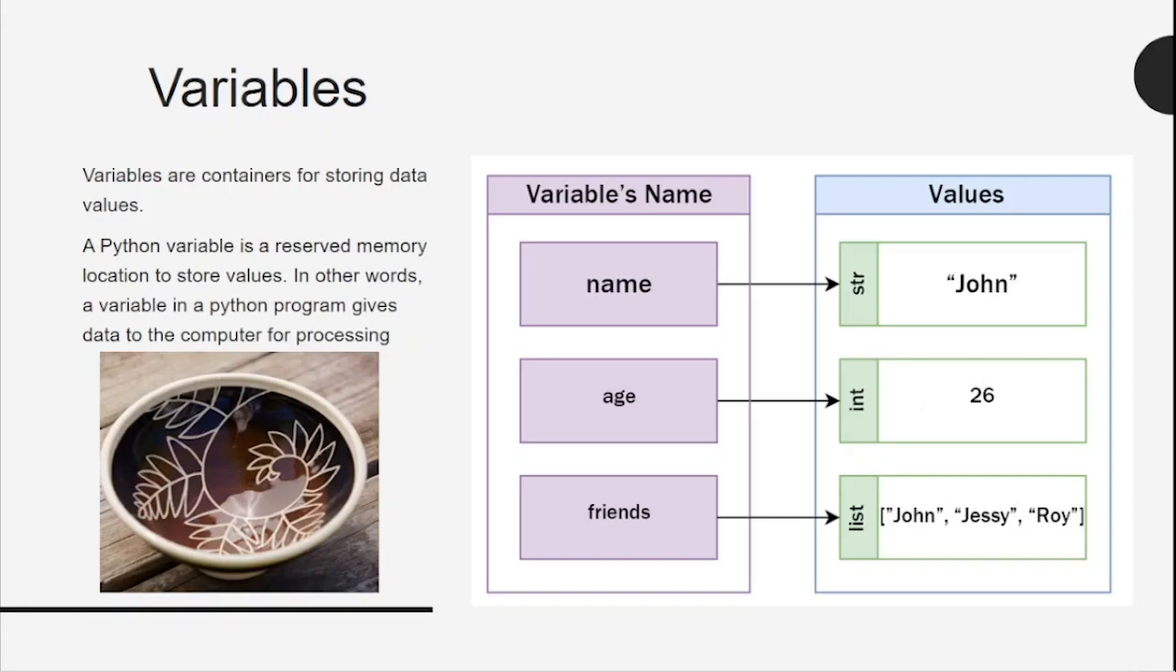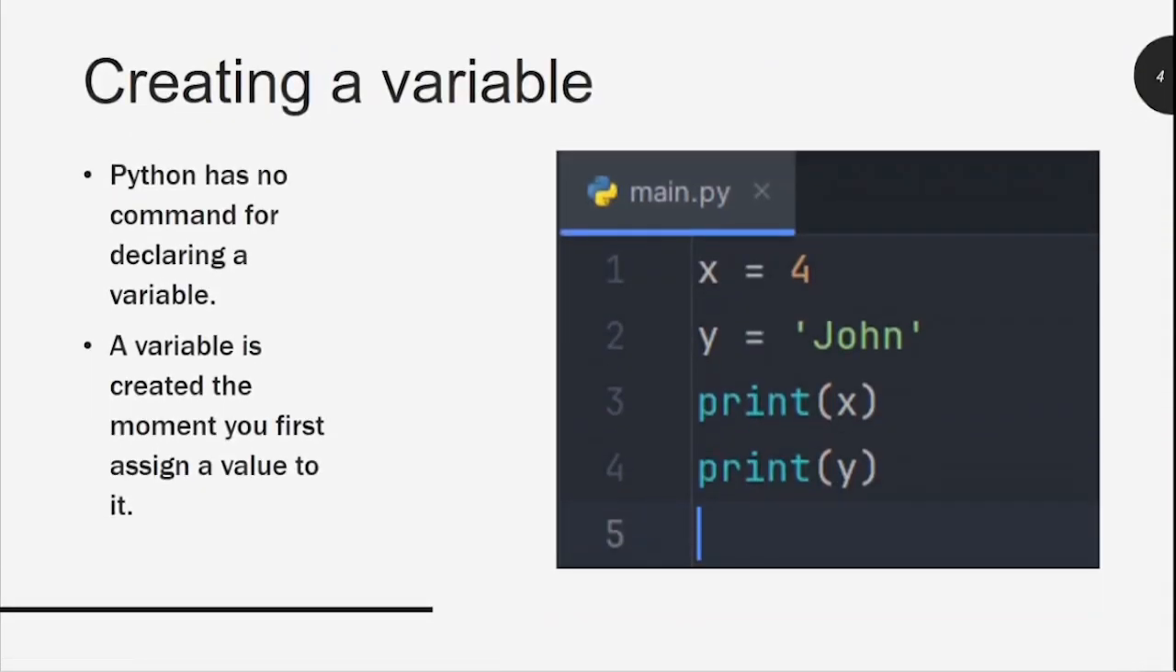So, whenever you want to create a variable in Python, there is no command for it. A variable is created the moment you first assign a value to it. For example, here we have the variable x, which equals to 4, or the variable y, which equals to the name John, which is a string, as we said. You can print the values of these variables with the print function, which we will discuss in the next lectures.